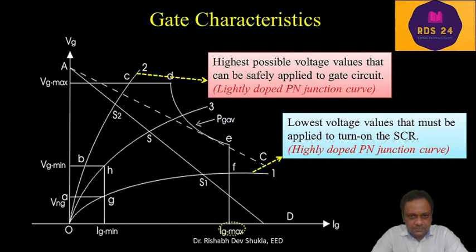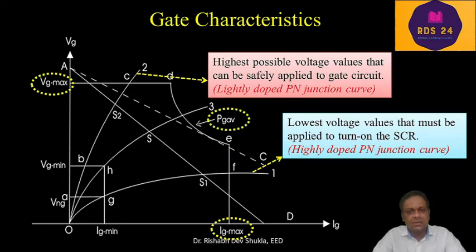Now this is our Ig max value, the maximum value of current that can be applied to the gate circuit. Then we have Vg max, the maximum value of voltage that can be applied to the gate circuit. Then we have the average gate power, P average, which is also mentioned in your data sheet.